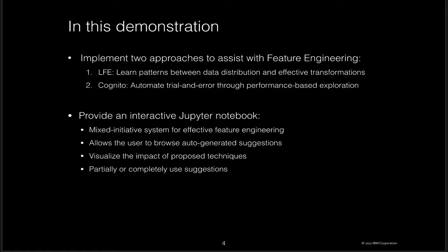In this demonstration, we highlight two of our novel algorithms that perform feature engineering automatically. These algorithms have been implemented as a part of an interactive Jupyter notebook where they can be used by a data scientist to assist with the task of feature engineering. This means that the data scientist can go about doing the regular order of modeling with the availability of these suggestions from the new algorithms. This constitutes a mixed initiative system which can help perform feature engineering more effectively as well as more efficiently.